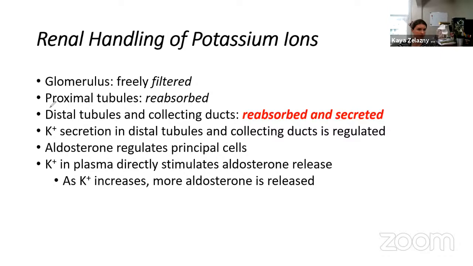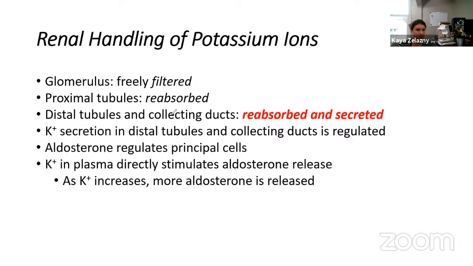Same deal with the proximal tubules. Their big role is reabsorption. They do bulk reabsorption; they do most of the reabsorption. It's really not regulated. We don't see all these different hormones and signals acting on the proximal tubules. So potassium ions are reabsorbed, but it's just the same way we see reabsorption of everything else.